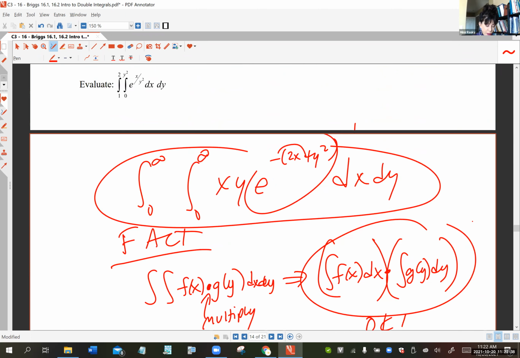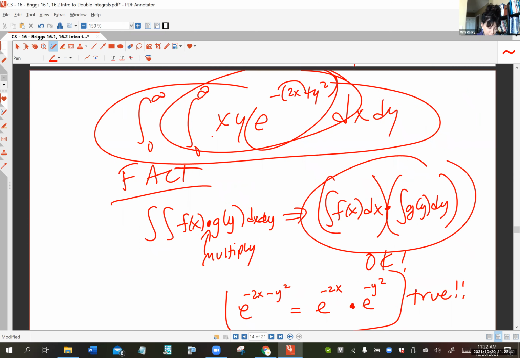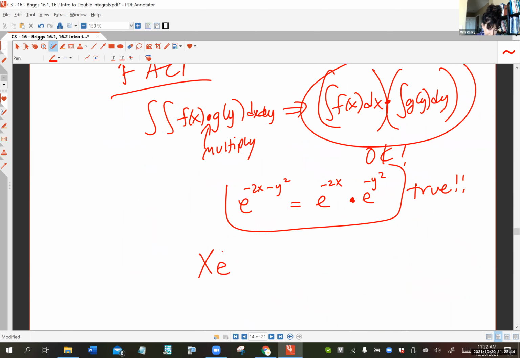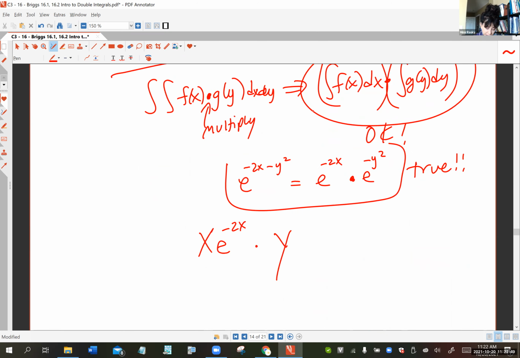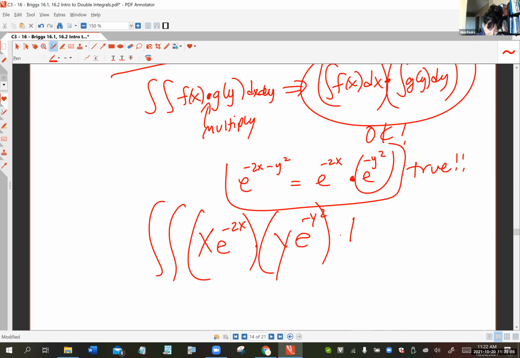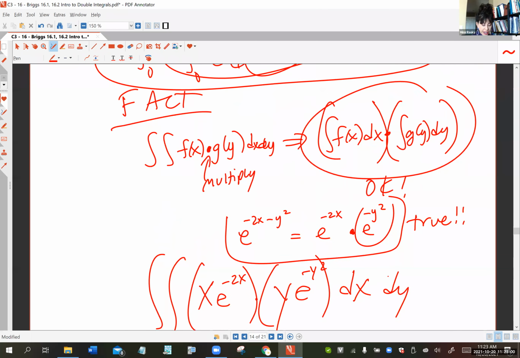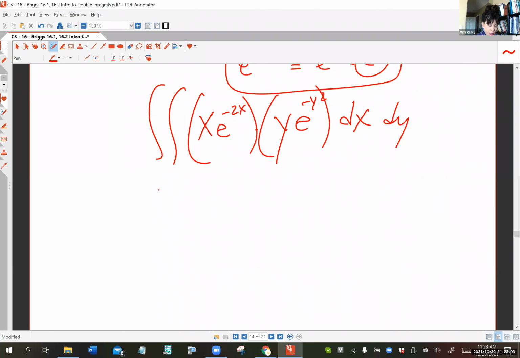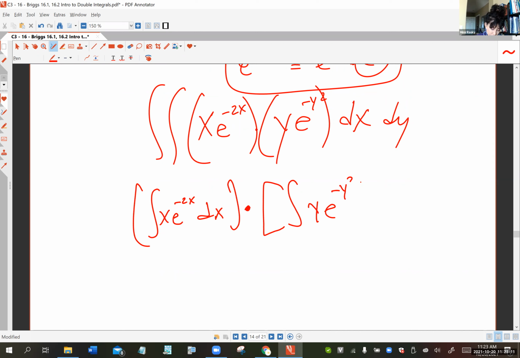So what? Well, if I rearrange this integrand where I put this x next to his buddy, the e to the negative 2x, and then I put the y next to his buddy, I will have successfully written the integrand as a product of a separate function of x and a separate function of y. So that's cool. So that allows me to do the following. This is legal. Okay, now the limits for both these integrals are that.